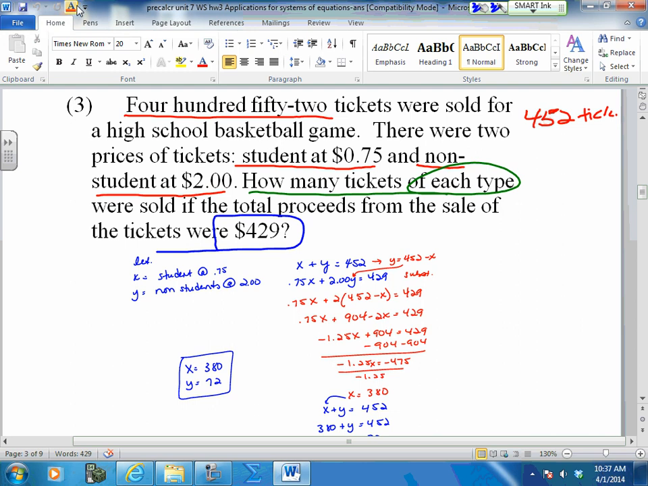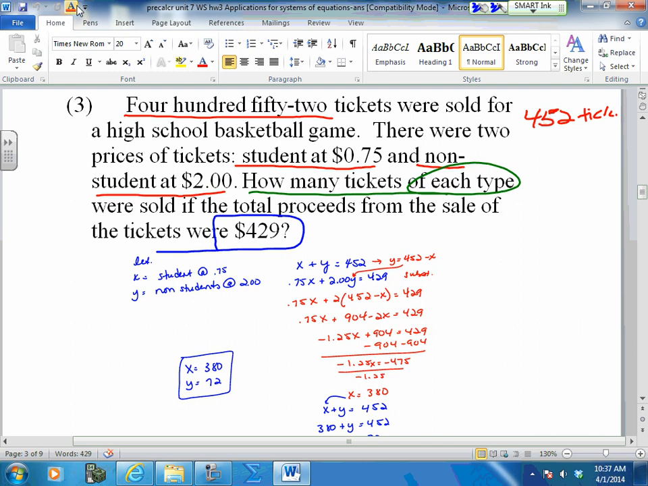How do I get proceeds? How do I even determine what gives me the proceeds for this? You add them together, but first you have to do what? You have to multiply how many students times what they cost, how many non-students times what they cost.